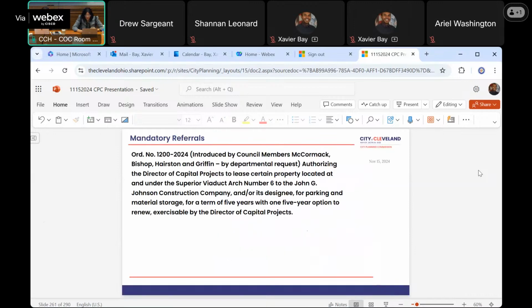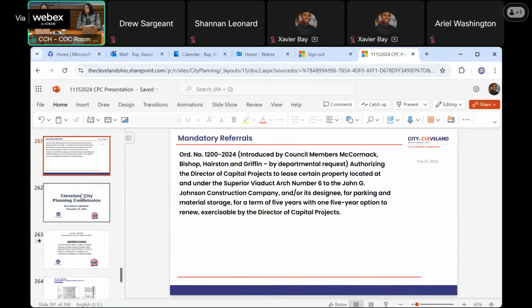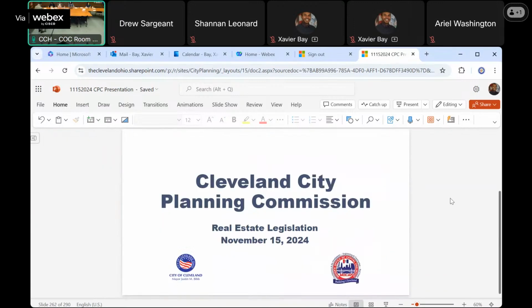All right, the last one is ordinance 1200-2024, authorizing the director of capital projects to lease certain property located under the Superior Viaduct Arch, number 6, to John G. Johnson Construction Company for the term of 5 years. Hey, so my name is Miguel. I'm John Baptiste. I'm project manager with the Mayor's Office of Capital Projects. This is to do a lease renewal.